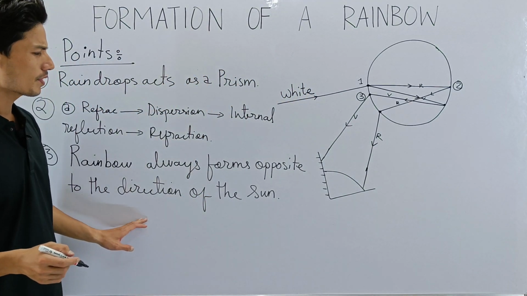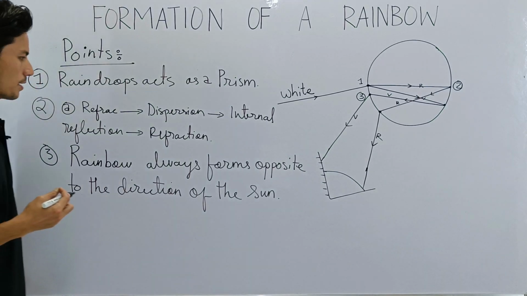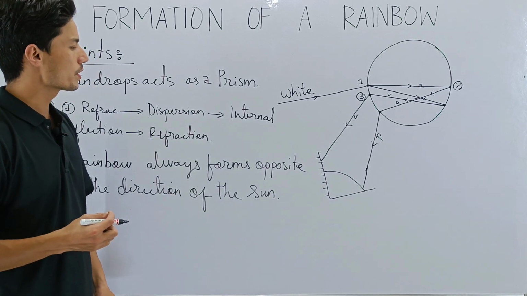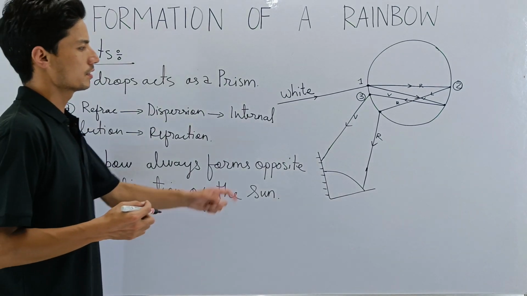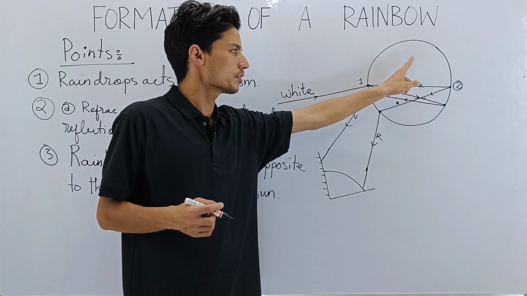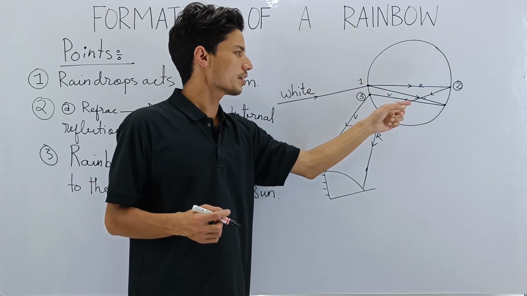So this is it. Is there anything that I'm missing out? So in the formation of a rainbow, we have discussed the raindrop, very important. Everything is happening here, so this discussion is very important. What happens inside the raindrop?